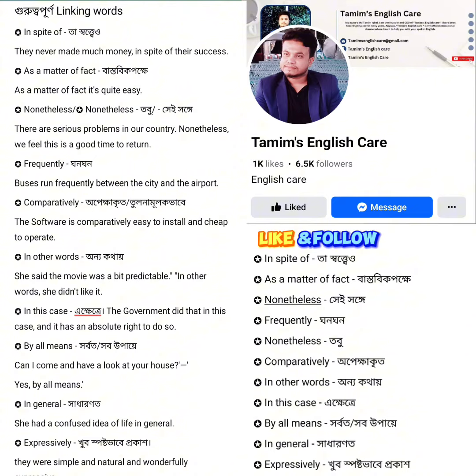Nonetheless, তবু অথবা সেই সঙ্গে. For example, there are serious problems in our country. Nonetheless, we feel this is a good time to return.